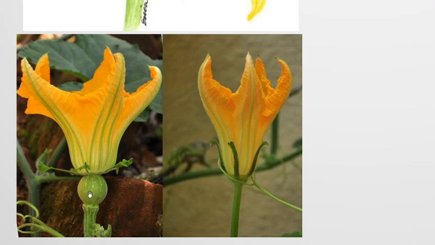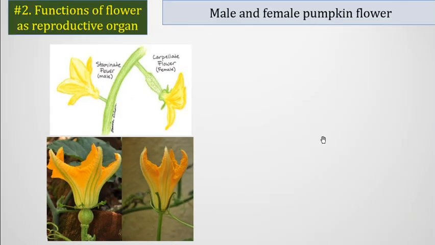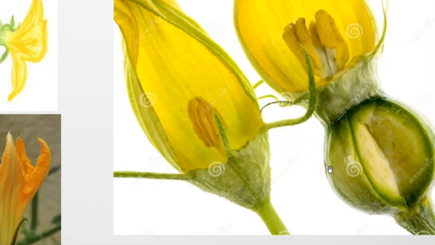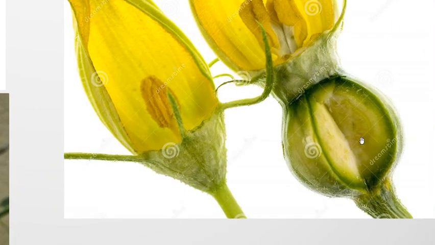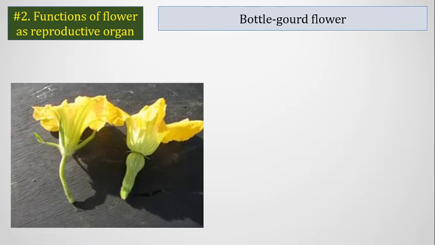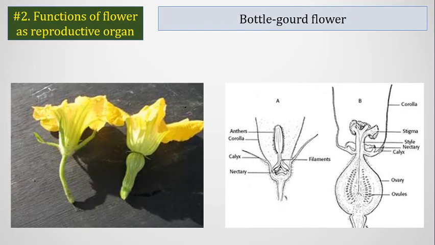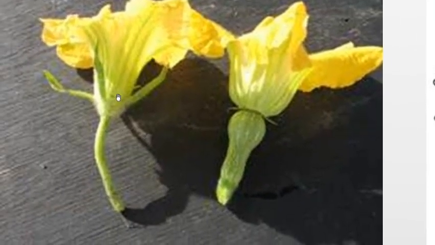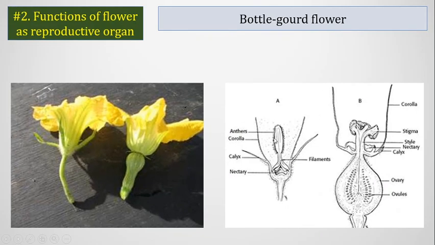You see the prominent ovary present in the female flower. This ovary is not present in the male flower. So here the right one is a female flower that contains an ovary, while the male flower doesn't contain the ovary. Also in the case of bottle gourd, it is somewhat similar. In the bottle gourd, the left one is the male flower and the right one is the female flower, and that is the prominent ovary in the female flower.